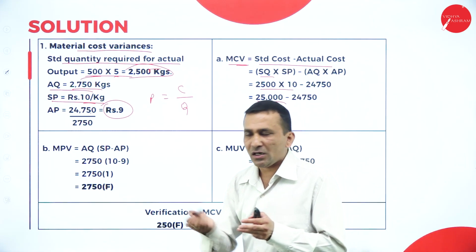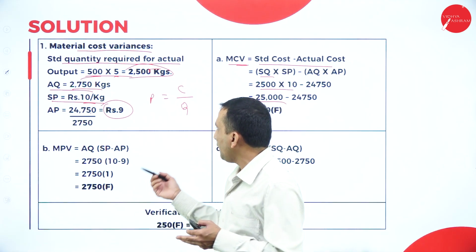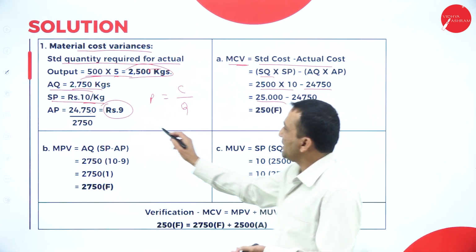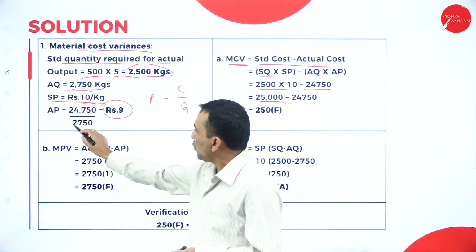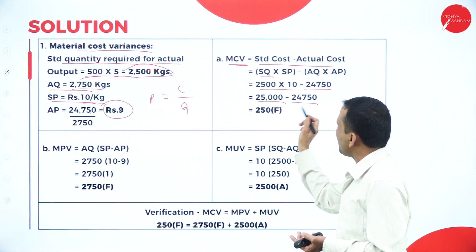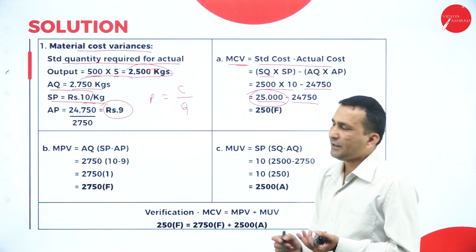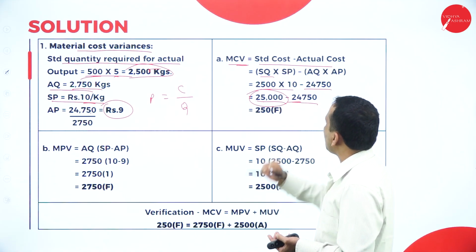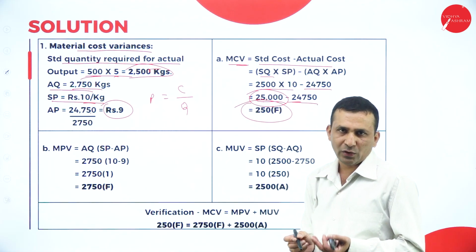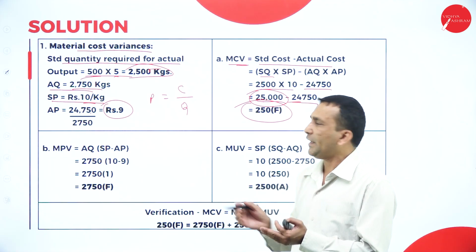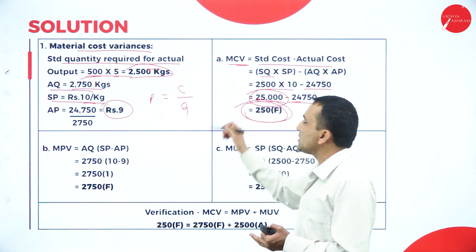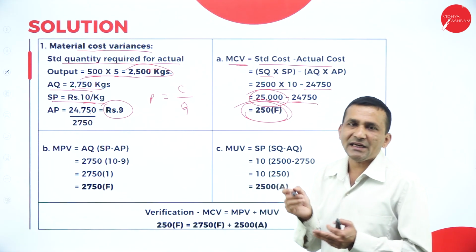Actual cost is directly given in the question, 24,750, so directly we can write. Otherwise, if you multiply actual quantity 2750 into 9, the same rate, we are getting it. After substituting, now here you are getting a positive 25,000, and easily we can subtract 24,750. Obviously we are getting the favorable result, because the first value is more compared to the actual cost value, so that's what we are writing in the bracket, F.